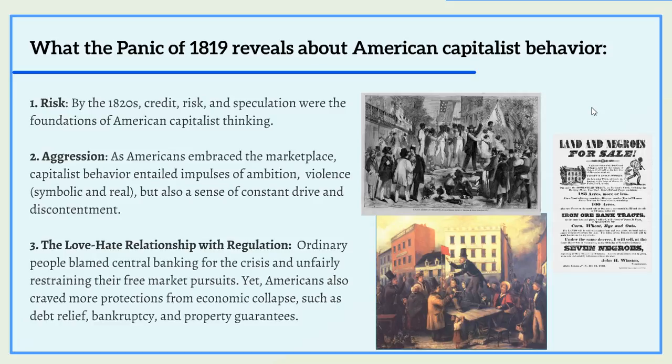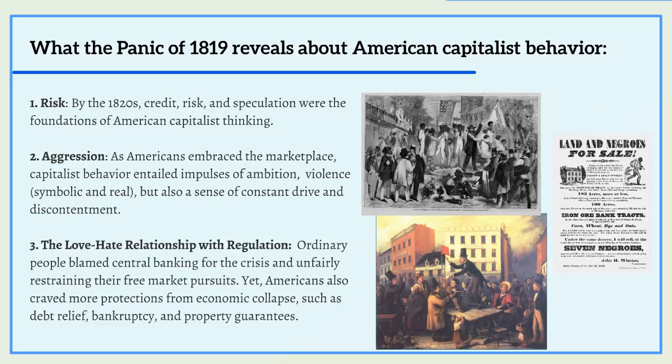By the 1820s, it was pretty clear that all the accessing of credit, people taking on a lot of risk, engaging in a lot of speculation, those were just core foundations of capitalist thinking, that risk is just a part of the game. What also became very clear as part of capitalist behavior was straight up aggression.